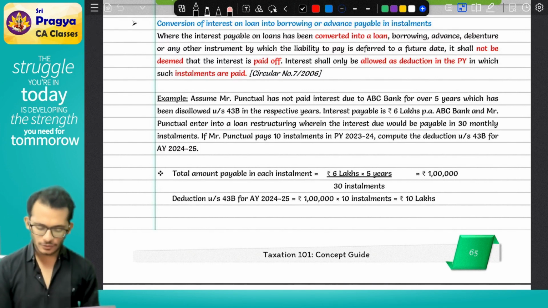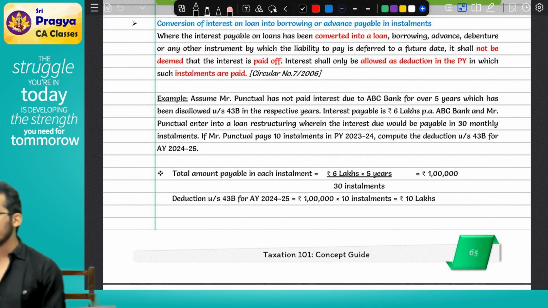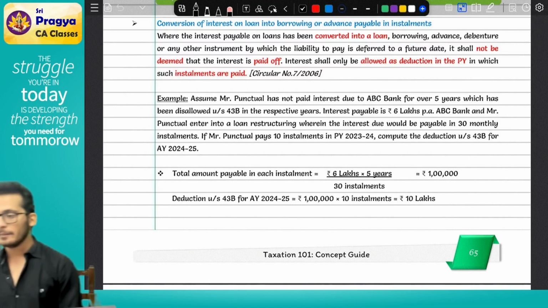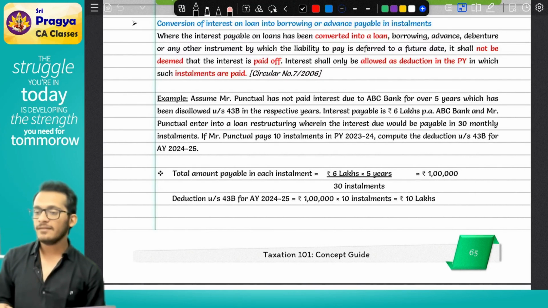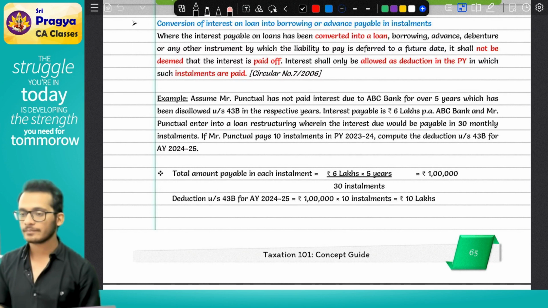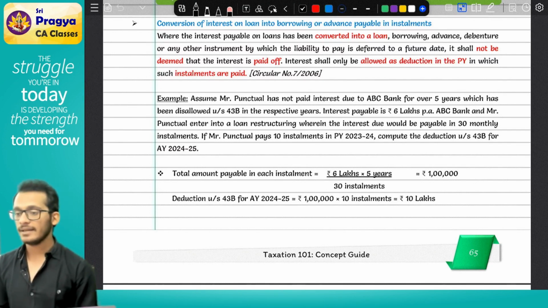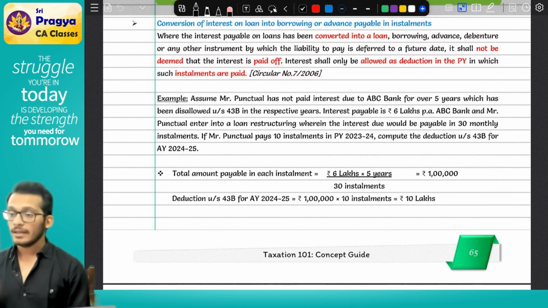If Mr. Punctual pays 10 installments in 23-24, say Mr. Punctual has decided to pay 10 installments, which means current year he will get 10 lakhs, or will he get 30 lakhs? Will he get 10 lakhs or 30 lakhs? He will get 10 lakhs.